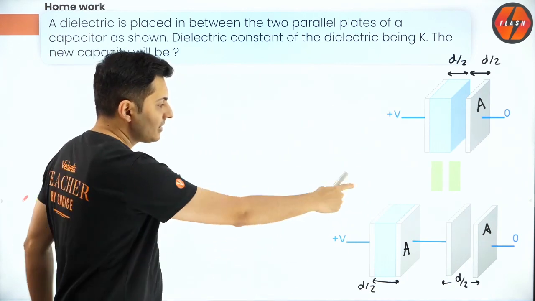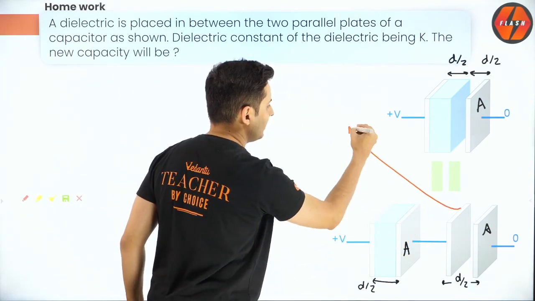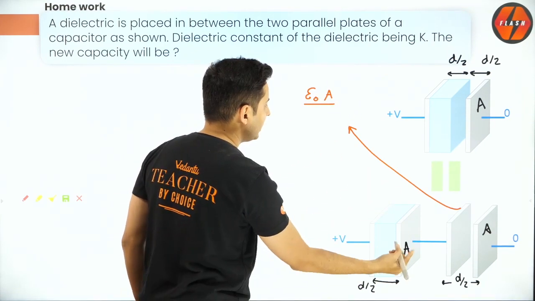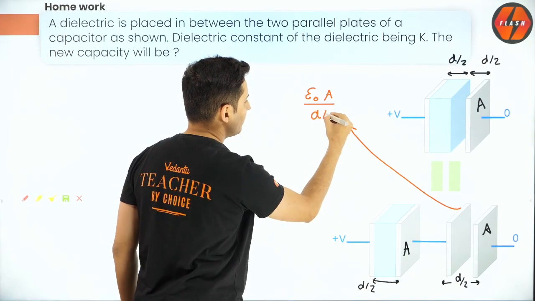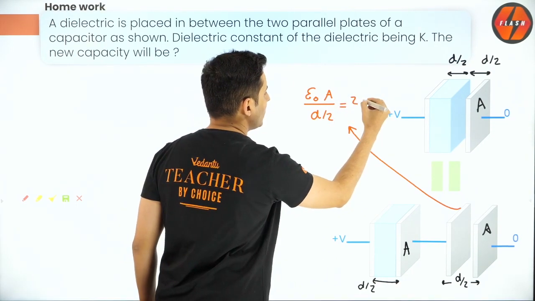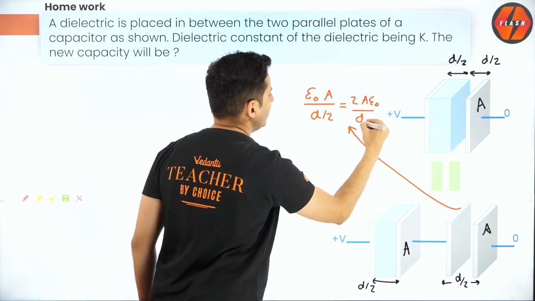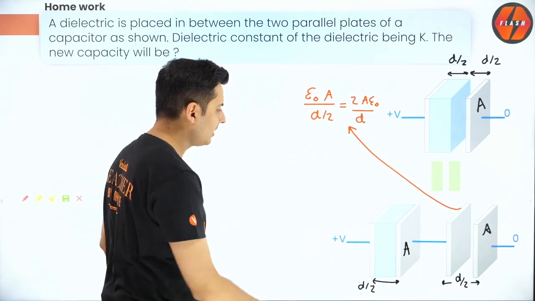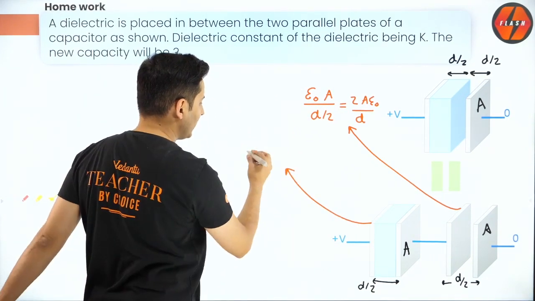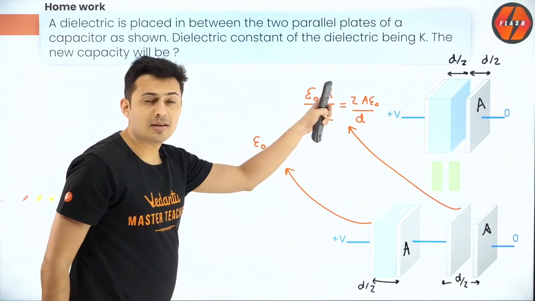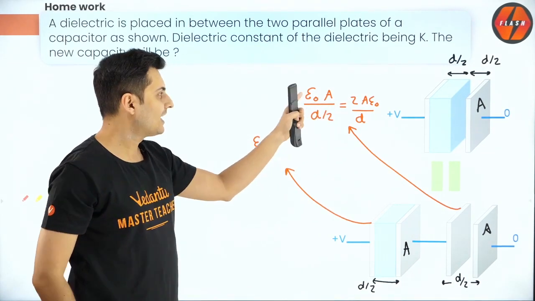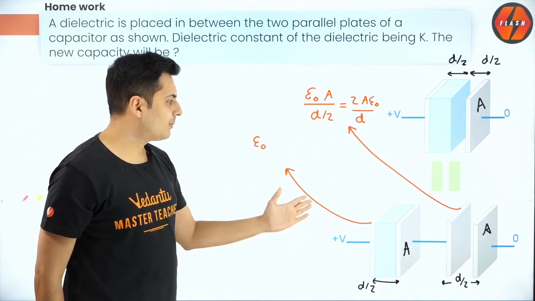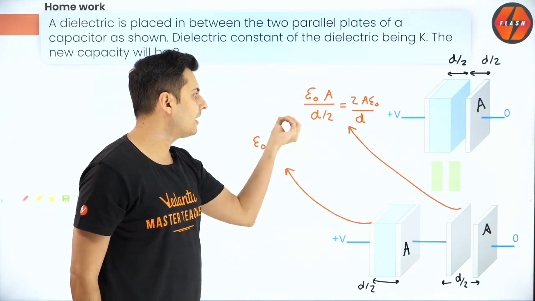So the capacitance of this guy will be epsilon naught A by D, and D is nothing but D by 2. So it will become 2A epsilon naught by D. That's the capacitance of only this much part. The capacitance of this part, well, you can figure it out. It will be nothing but epsilon naught. Guys, this formula was taught to you in capacitances, lecture 1. So if you have not watched that lecture yet, please go ahead and watch it. The parallel plate capacitance is given by epsilon naught area divided by the distance.